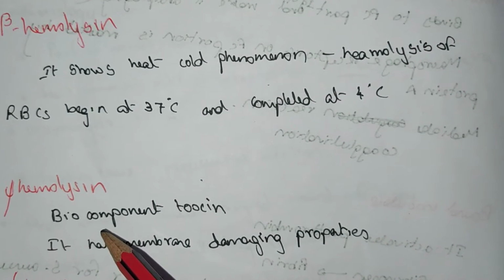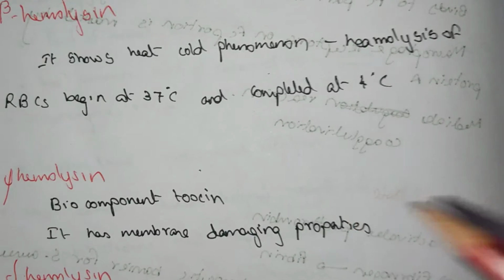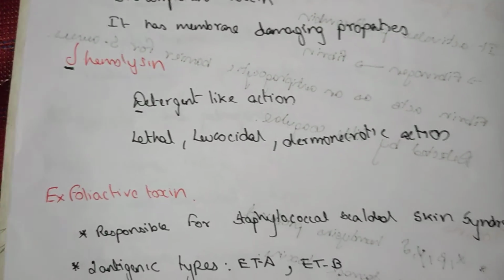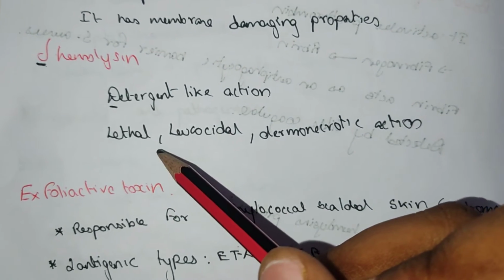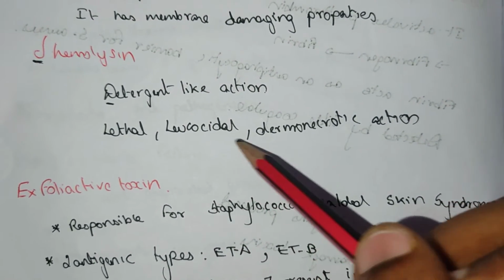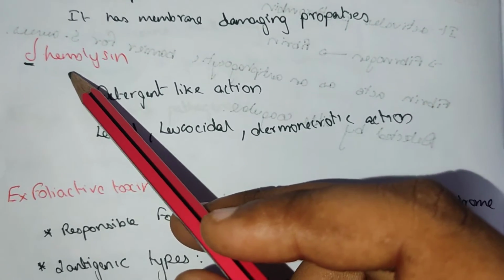Gamma hemolysin is a bicomponent toxin. It has membrane damaging properties. Delta, D for detergent-like action. Lethal, leukocidal, and dermonecrotic action is given by delta hemolysin.